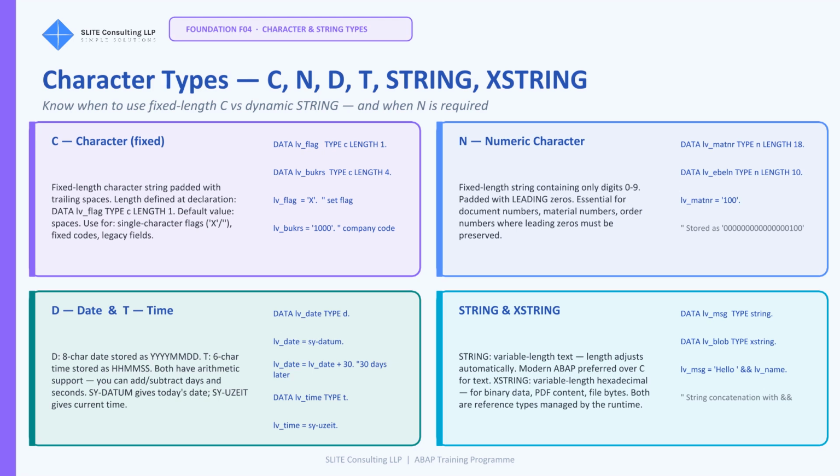Dynamic types. String is a variable length character string. Its length adjusts automatically as you assign different values. In modern ABAP, string is preferred over C for text fields where the length is not fixed. Xstring is the binary equivalent, variable length hexadecimal data. Use Xstring for PDF content, file bytes, binary attachments.